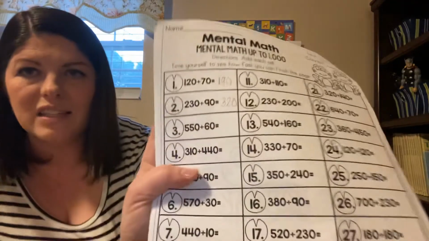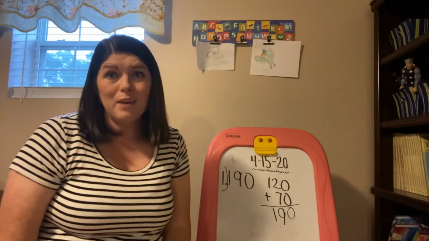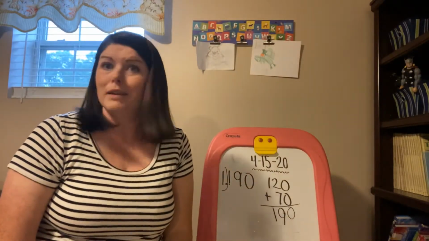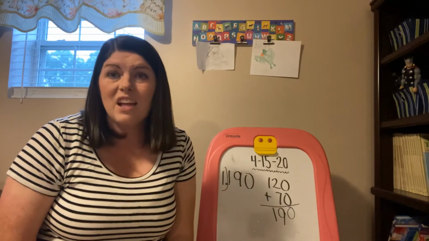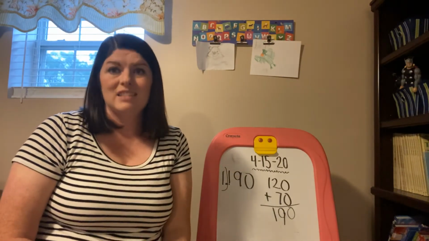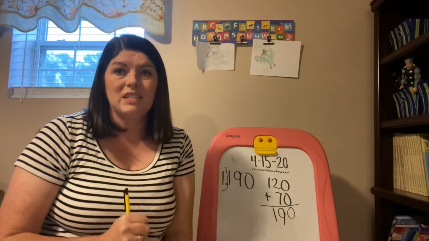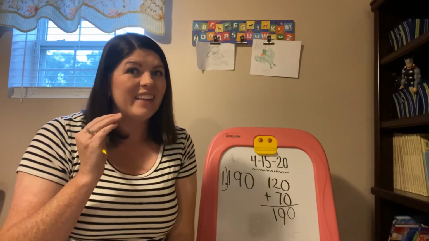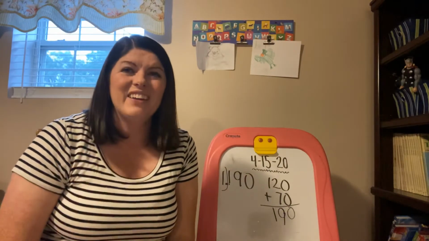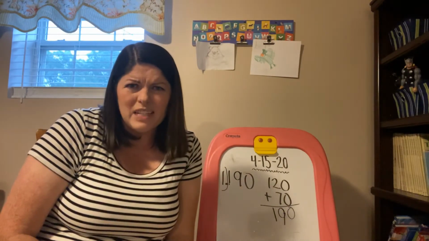Okay, the next one says 550 plus 60. Once again, we're going to start with our ones. We have 0 plus 0 again. We've got that. You're right. It's 0. The next column, we have 5 plus 6. 5 plus 6 is, you're right, that is 11. Good. Can I put 11 there in my tens place?